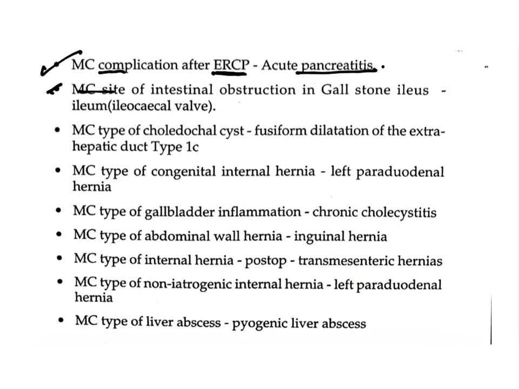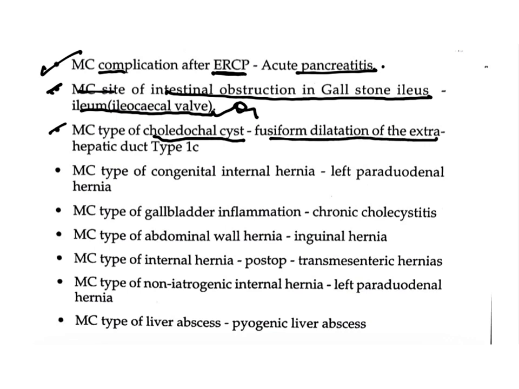The most common site of intestinal obstruction, gallstone ileus, is the ileum, ileocecal valve. This is important. Obstruction in gallstone ileus is the ileum, ileocecal valve. The most common type of choledochal cyst is the fusiform dilation of the extrahepatic duct, type 1C.